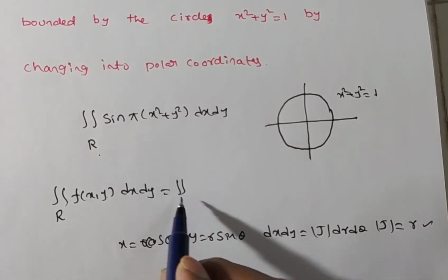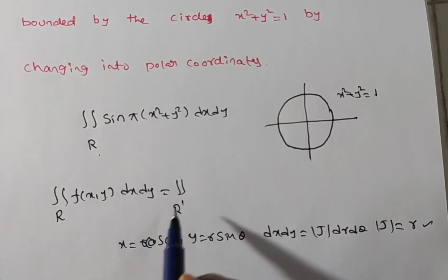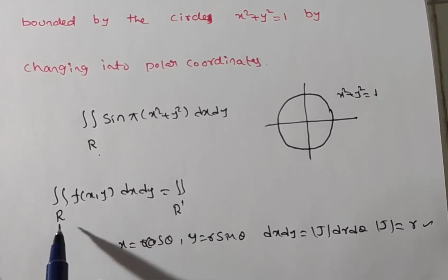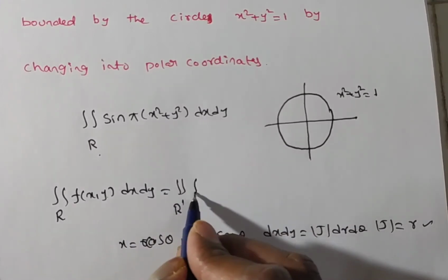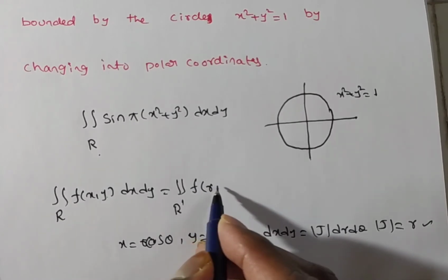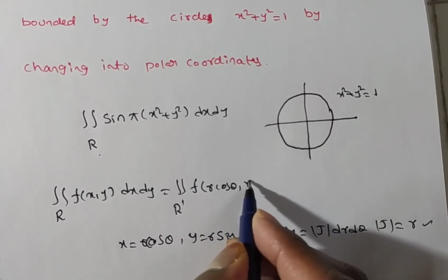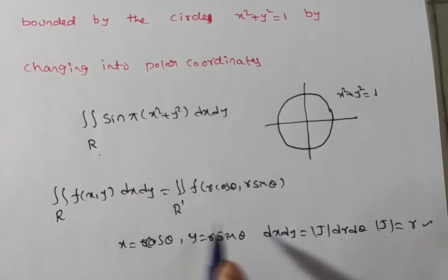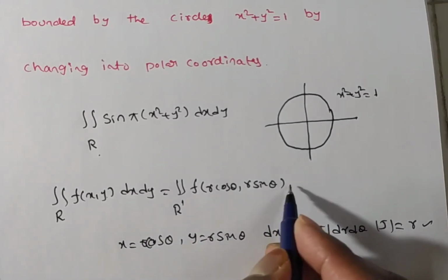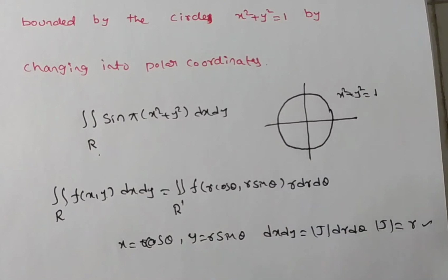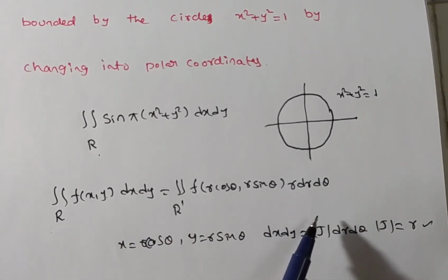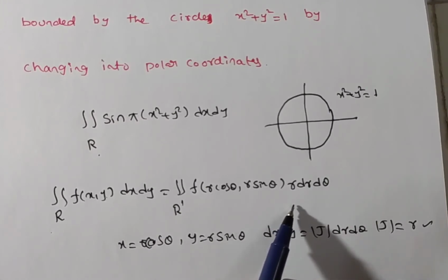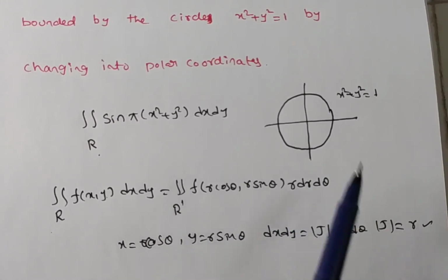In this case, the region R has x comma y limits, but we are changing into r comma θ. So in place of x we substitute r cos θ, in place of y, r sin θ, and dx dy will be the Jacobian r times dr dθ. So the xy limits will change into r comma θ limits. What is r here? r is the radius, and θ occupies how many quadrants?